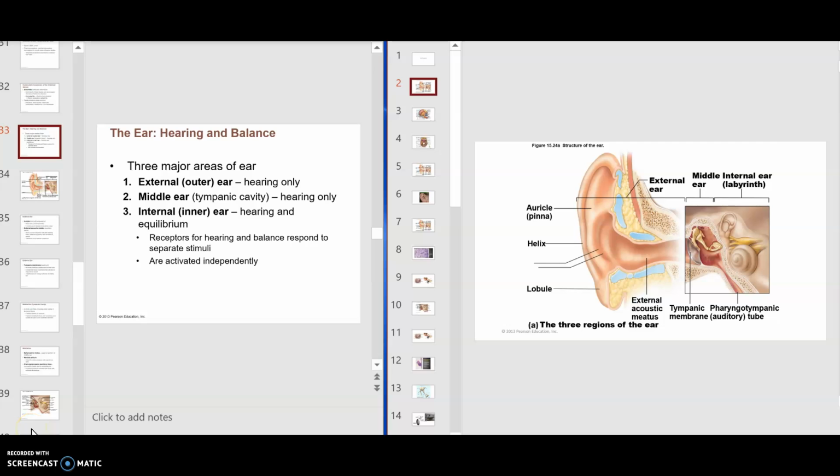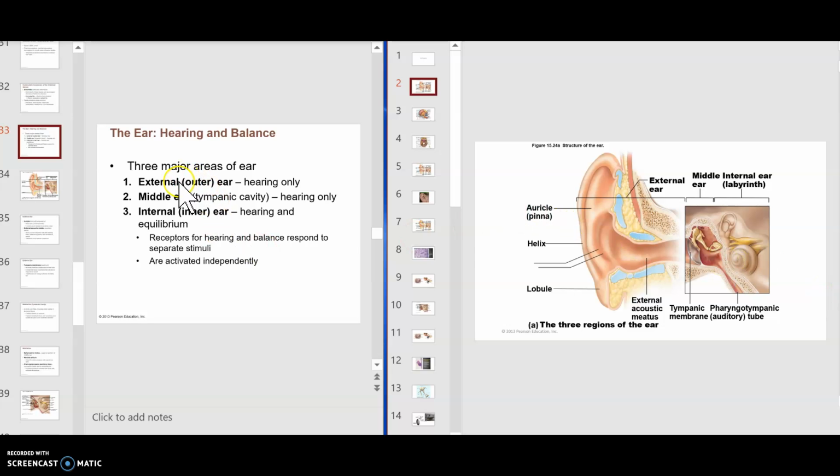Hello class, we're looking at the ear, and we're going to start with the overview of the ear and some anatomy of the ear. Okay, the three major areas of the ear are the external ear, which is for hearing on it.